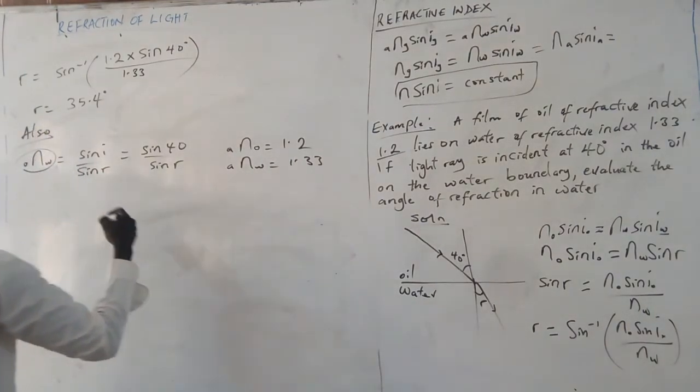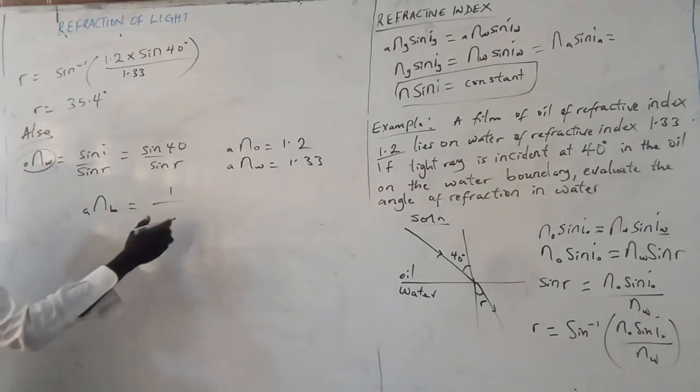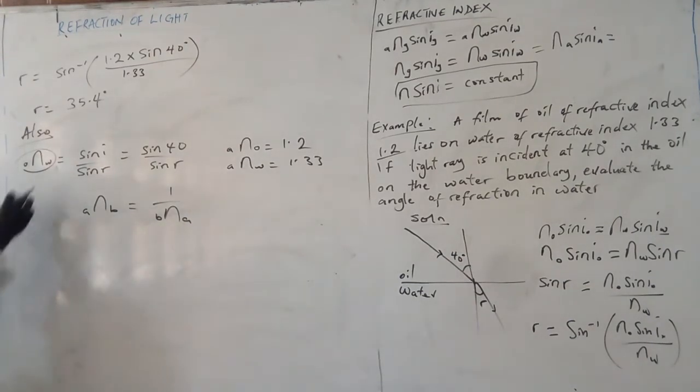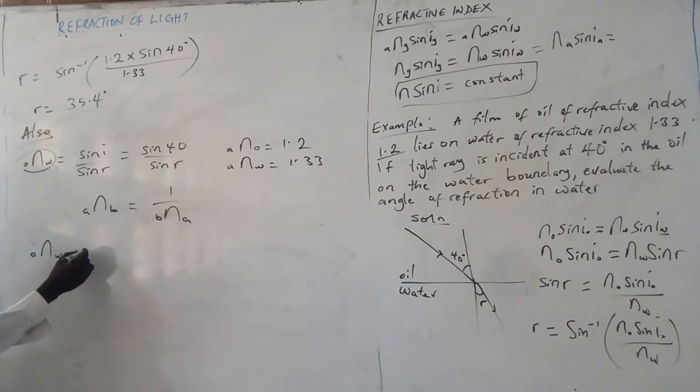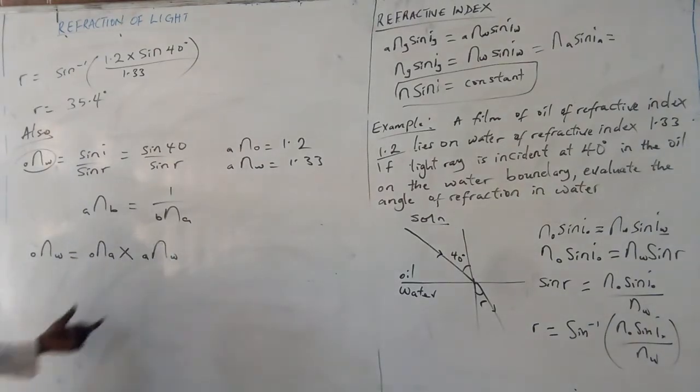So recall when we said the refractive index from A to B is the same thing as 1 over refractive index from B to A. So we are going to use this relation now. So I can say refractive index from oil to water is the same thing as... now, how do we come about this? We can say this is equal to refractive index of oil to air times refractive index from air to water. Okay, this is another relation which you can use.